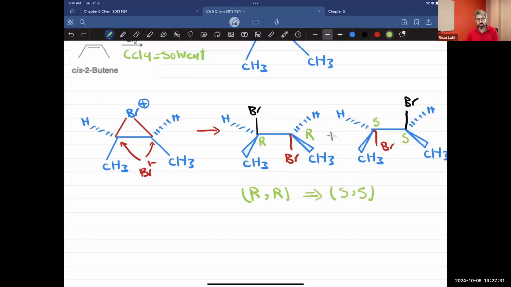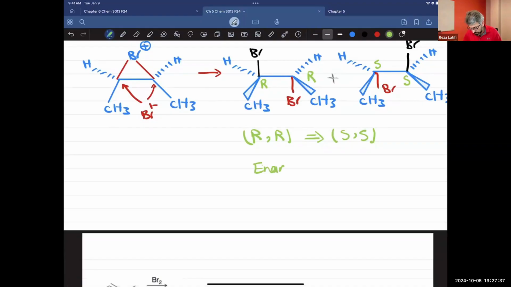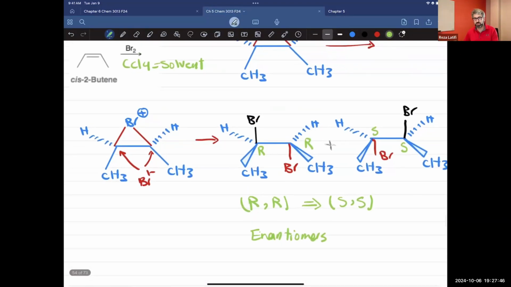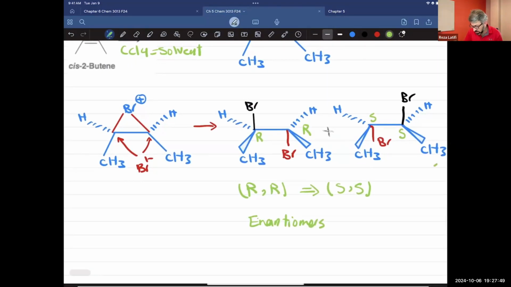What's the relationship between these two? Those two are enantiomers. So instead of drawing the second molecule from now on, anytime that I ask you such a question, you draw one of the isomers, and for the second one, just simply say En. That means there is a second enantiomer. I know the first one is RR, so the second one must be SS.